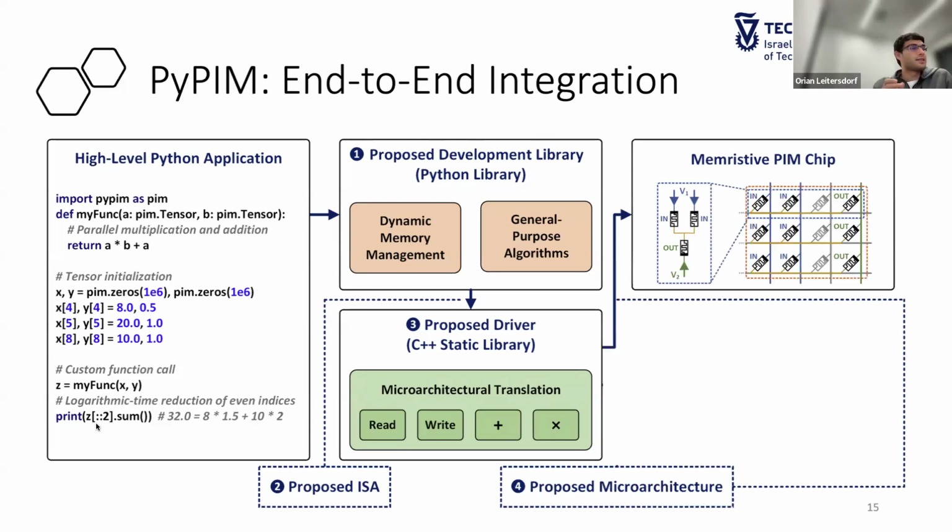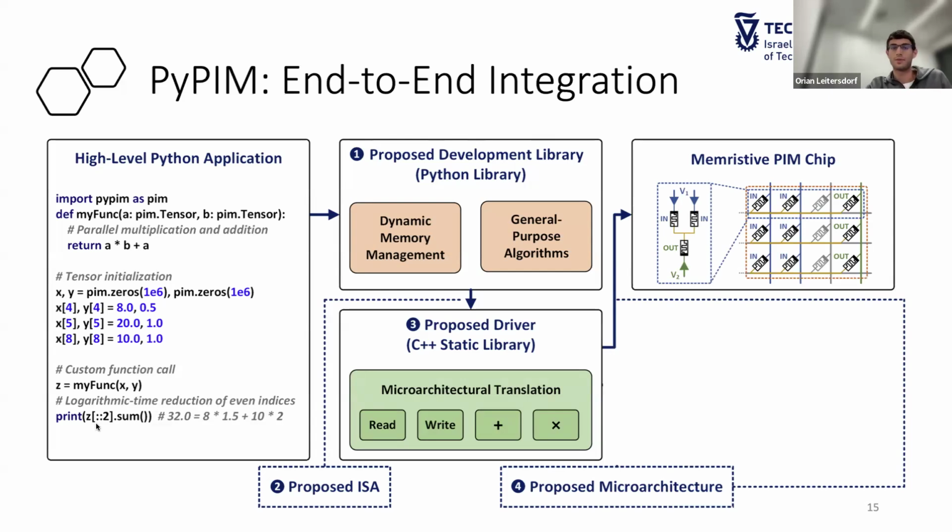Then this development library is going to generate operations according to our microarchitecture. The microarchitecture is already very low-level operations that are being sent to the crossbar arrays to perform the logic. And it's being sent from the driver all the way over to the PIM chip on one hand.